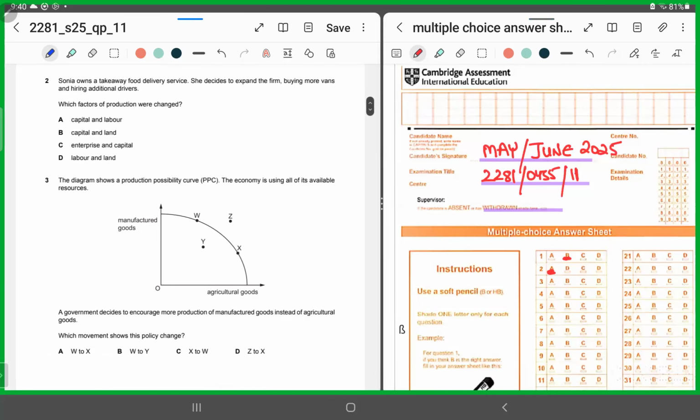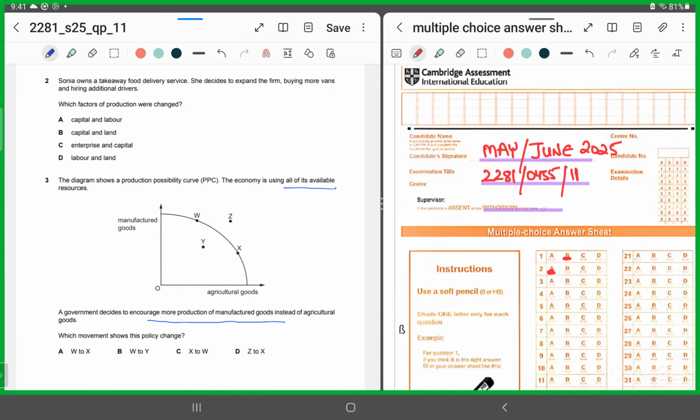MCQ number 3. MCQ number 3 talks about a PPC curve. It says the economy is using all of its available resources. That means it has to be somewhere on the PPC, right? Now, a government decides to encourage more production of manufactured goods instead of agricultural goods. Which movement would be depicted by this policy change?